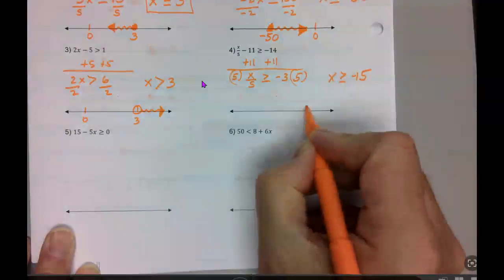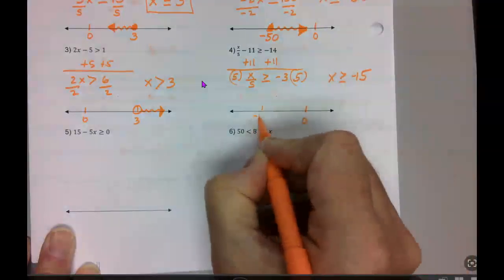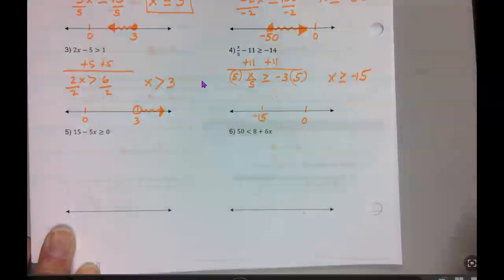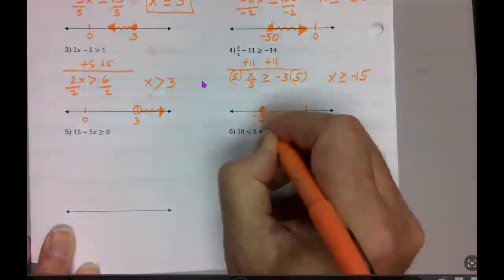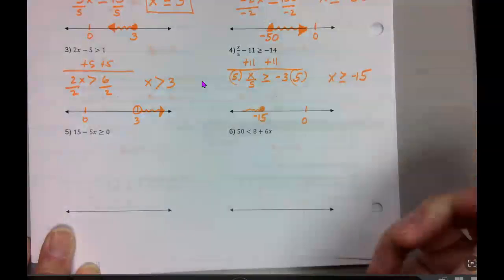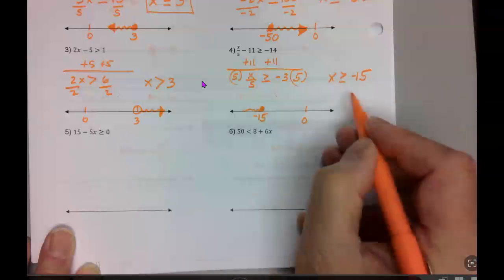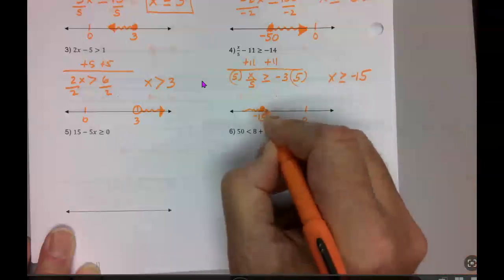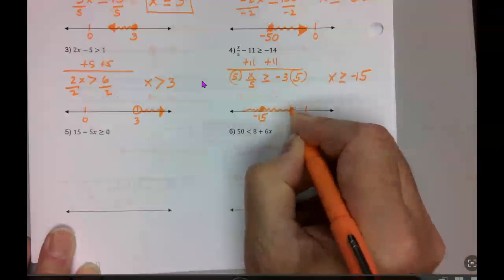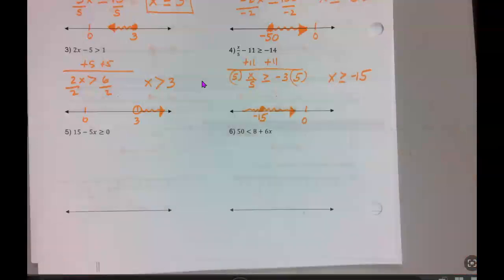So 0 here, negative 15 here. Open or close circle? Closed. Going to the left. Nope. It's going which way? To the right. Yeah. You guys caught me. I made a mistake. It's going to go to the right.